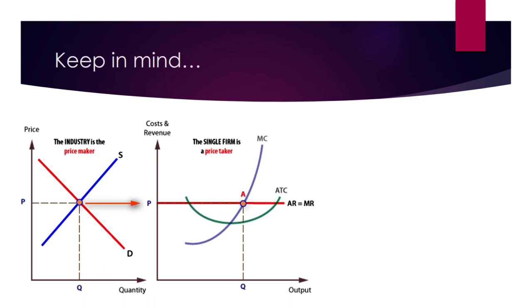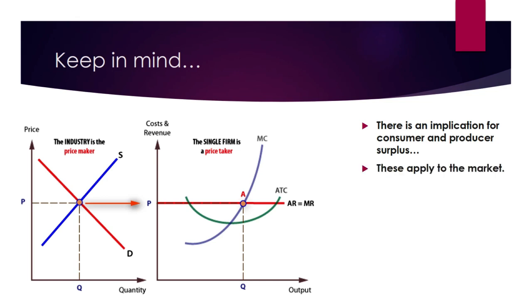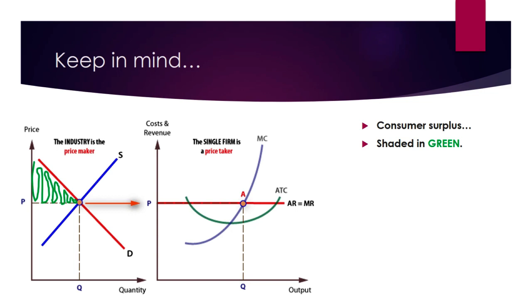All right, so let's keep in mind, guys, that there's also an implication for consumer and producer surplus. Now, we look at that at the market level, right? So when we talk about consumer and producer surplus, we're looking at the market. So let's take a look at these ideas. In other words, we want to look at the economic pie that society perceives, right? The economic pie is the consumer surplus and the producer surplus added together. And we want that to be as big as possible, right? So, do you agree with me?